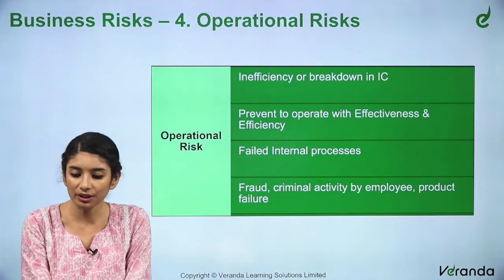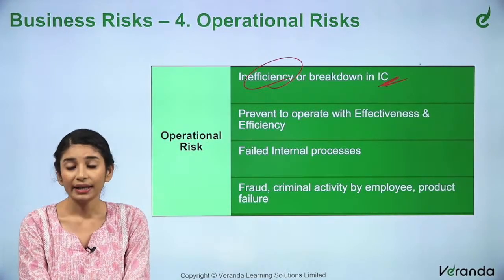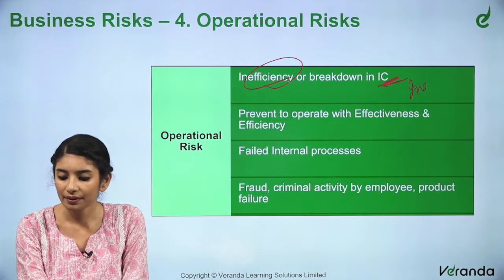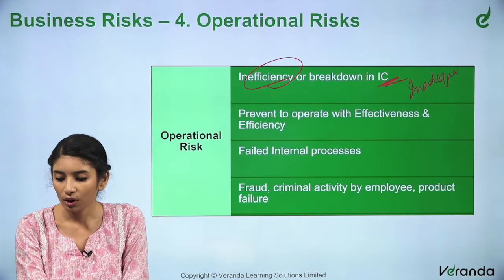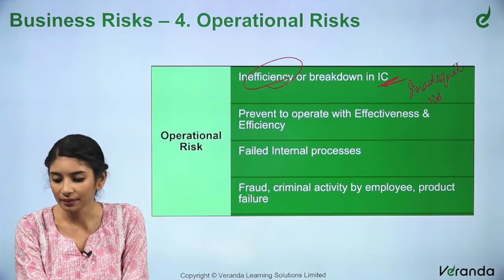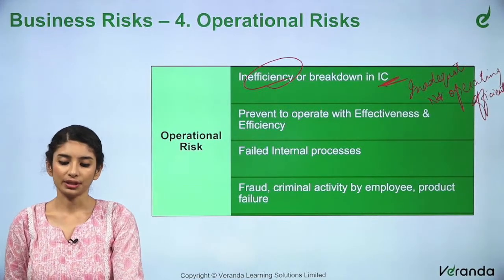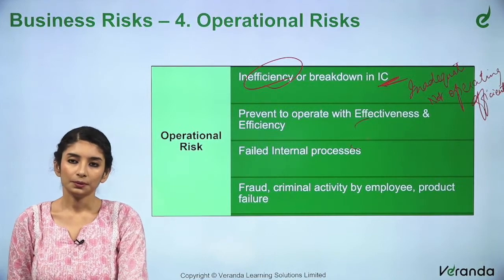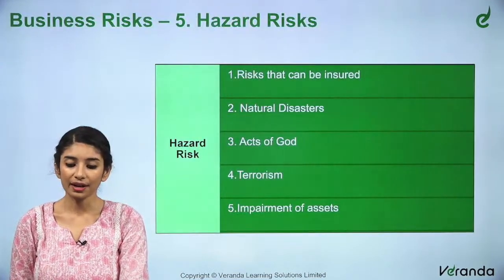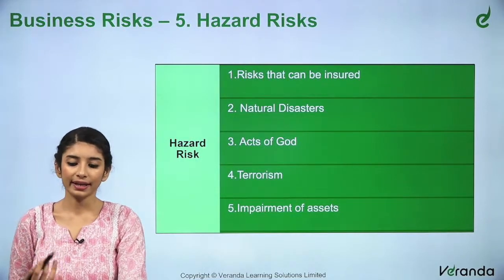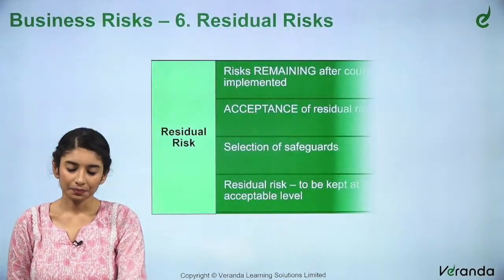Then I have my operational risk, inefficiency in internal control. So it could be inadequate, or it could be not operating efficiently. It's adequate but it is not operating properly. Alright. Next I have hazard risk. I have impairment of assets, fire, and I can take insurance against that.